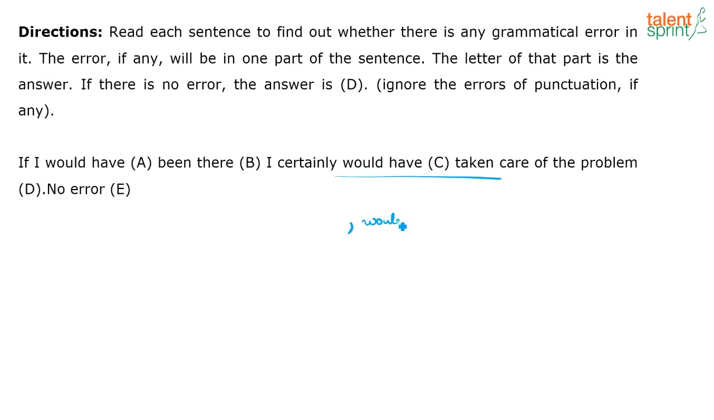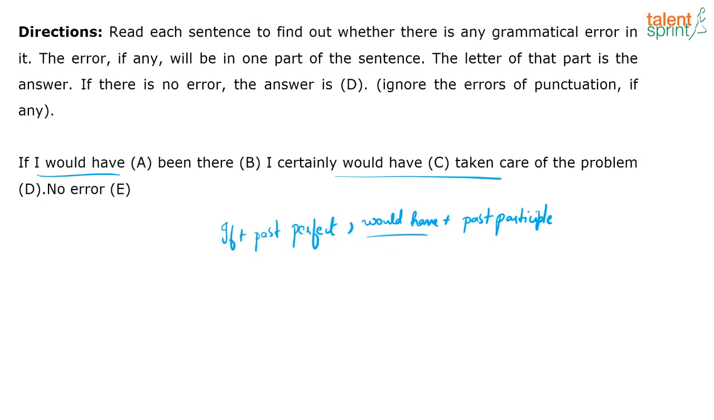Would have taken. Would have plus past participle. Which conditional is this? If conditionals, first, second or third? Which one is it? That's my question. It's a third conditional. So what is the form for the third conditional? If plus the first clause is past perfect. But in A, if you notice, it has the second clause form, would have, which obviously is incorrect. I need to change that to past perfect.